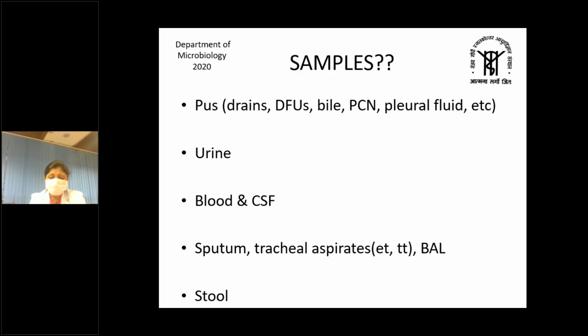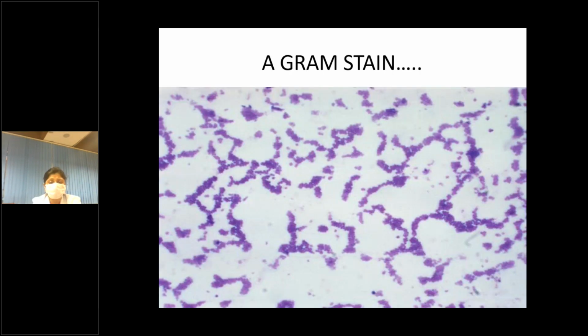Now, what are the samples that we usually collect for culture? Pus, such as drains, diabetic foot ulcer pus, bile, PCN fluid, pleural fluid, CSF. These are the kind of various samples that we get in our labs. Urine, blood cultures. In pulmonary samples, we may get sputum, tracheal aspirates, ETT, BAL, etc., and stool samples.